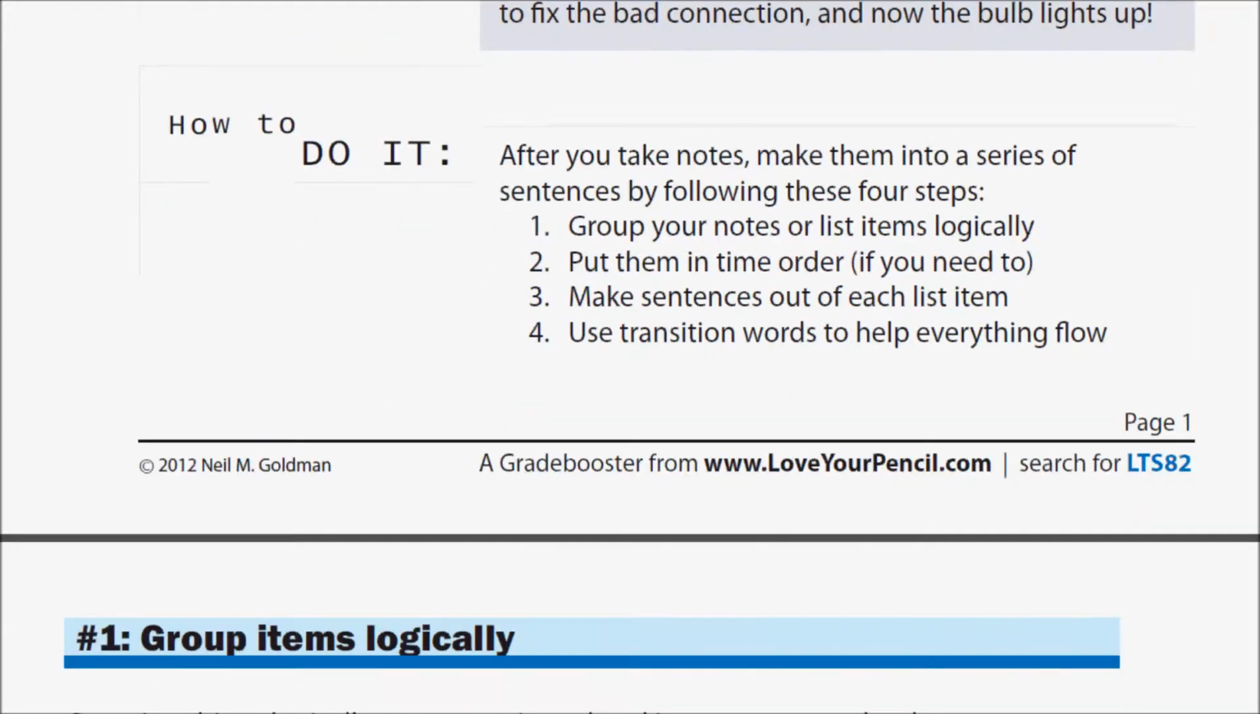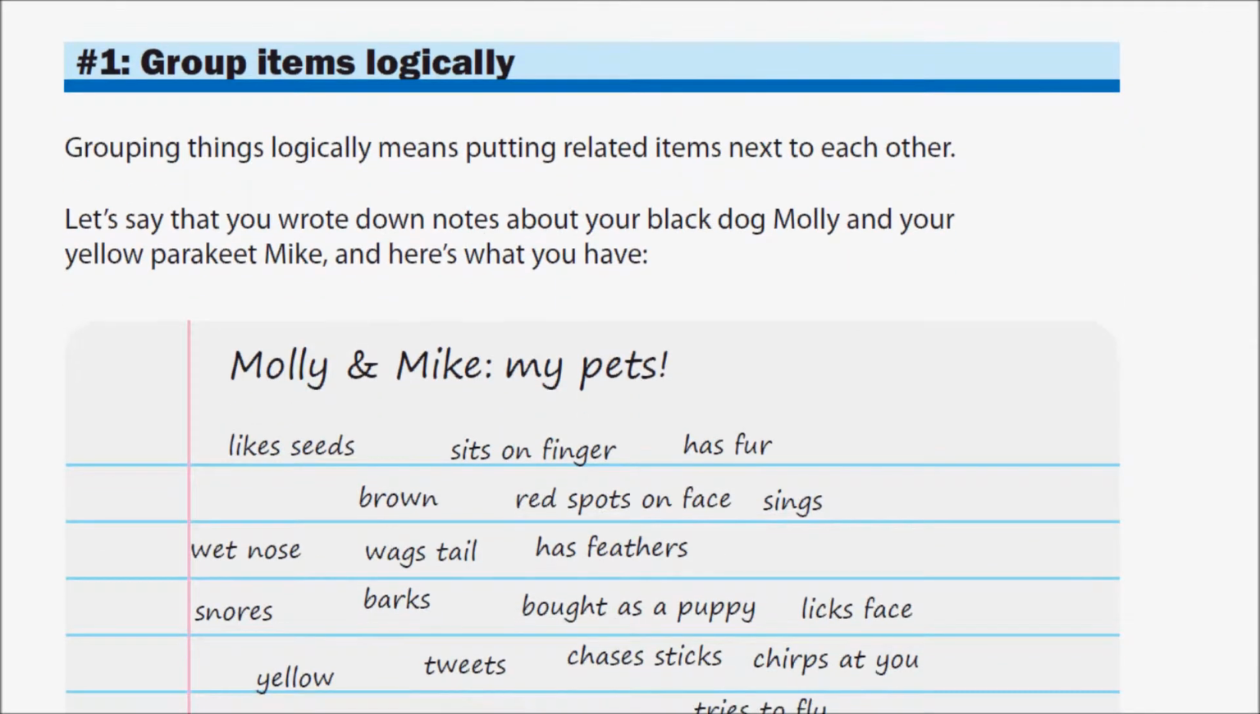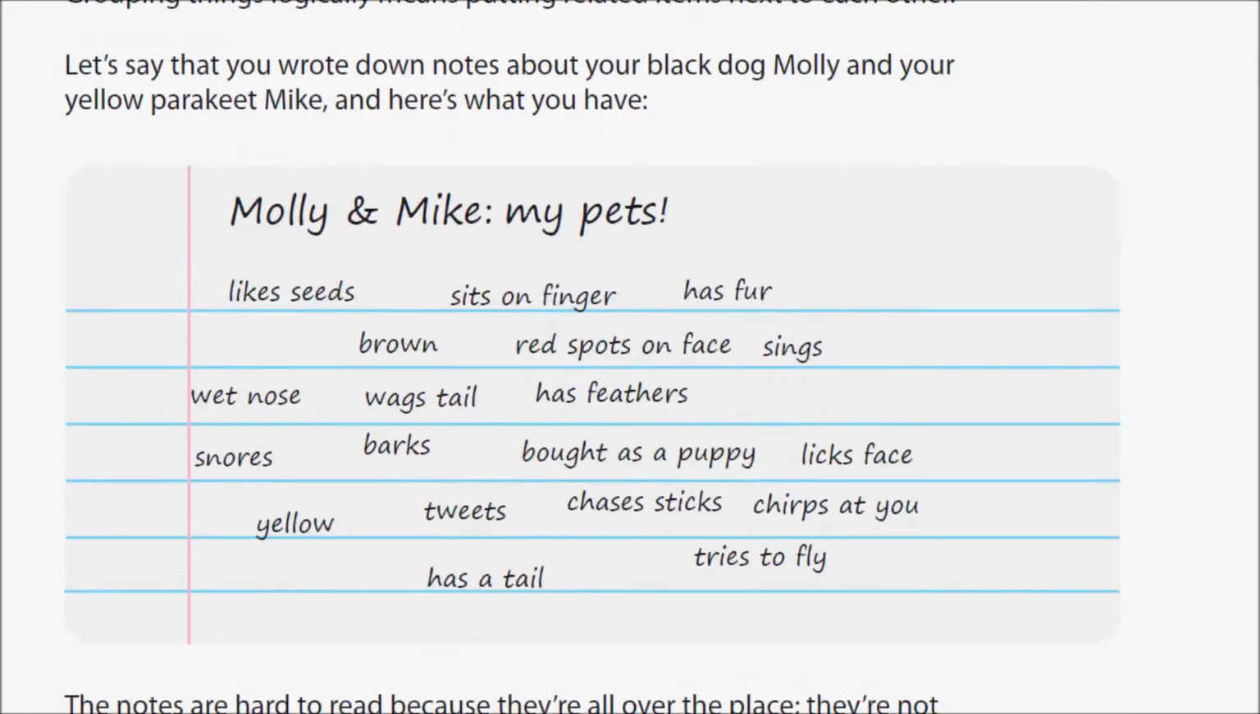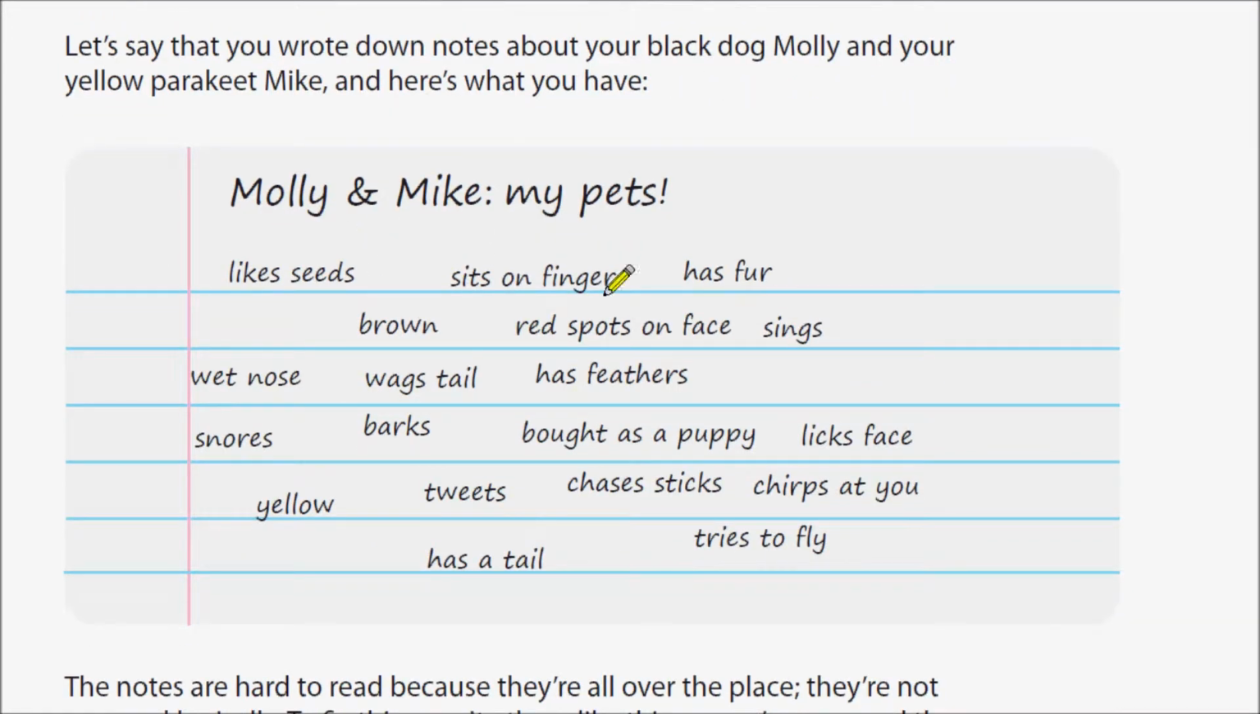Okay, so let's turn the page and go to the next page. The first thing you need to do is to group items logically, which just means putting related items next to each other. So let's say you wrote down notes about your black dog Molly and your yellow parakeet Mike, and here's what you have. So you wrote down Molly and Mike, my pets, and you have stuff all over the place.